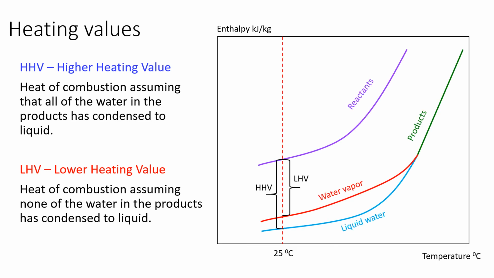This diagram is an enthalpy temperature diagram for reactants and products at constant pressure. Enthalpy curve of products lies below the reactants enthalpy curve. It can be observed that higher heating value is the difference between enthalpies of reactants and products with liquid water. Lower heating value is calculated when water is present as water vapor.